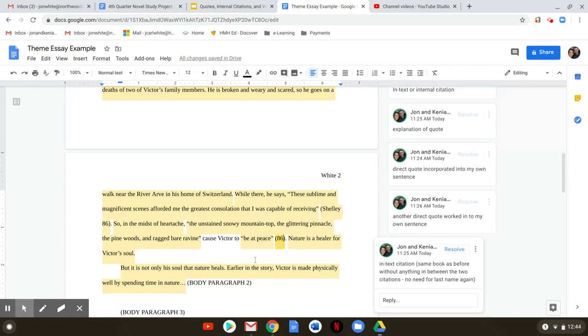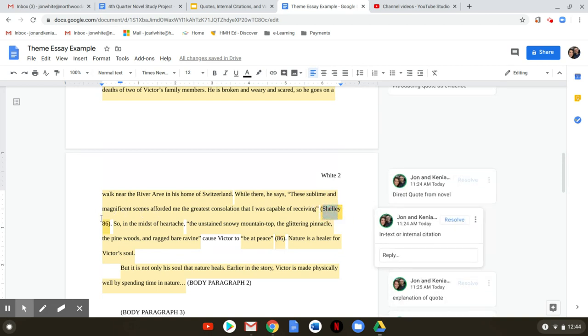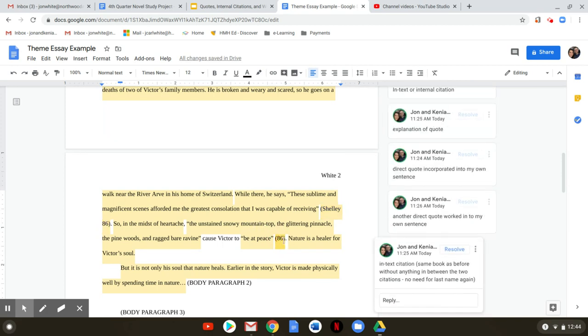Notice I did another in-text citation. I didn't have to keep the last name here because we've already said this quote comes from Shelley, page 86, and I'm quoting the same author. So now I just need to put the page number. If I'm quoting from the same author that I recently did, I don't need to reattach the name to that in-text citation. I just need to put the page number. It also comes from page 86, so I put that there in parentheses, and then I put my period to close it out.